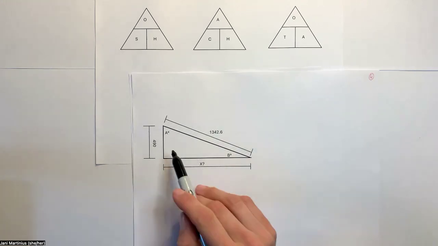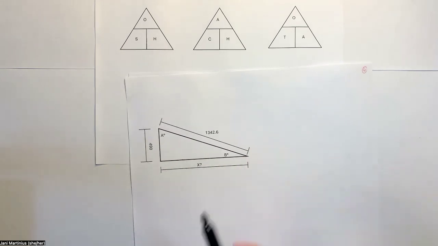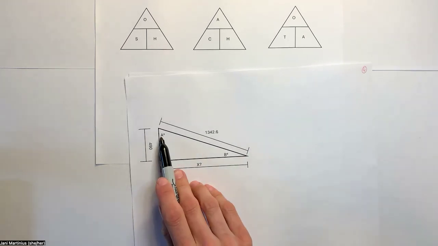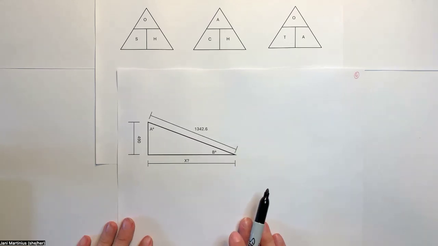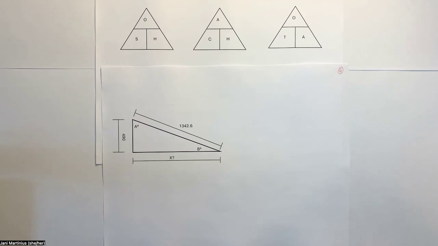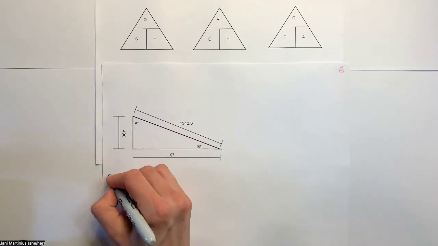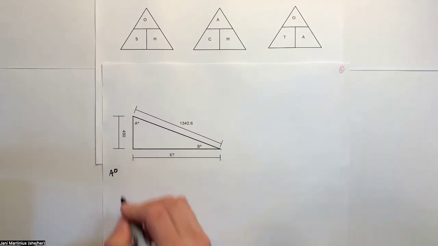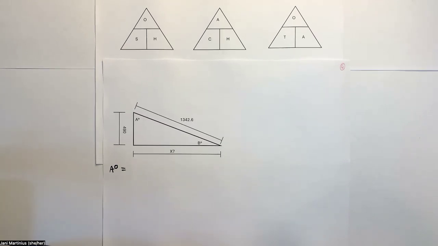We have a triangle, we have a side given to us, we have a hypotenuse given to us. We want to find out angle A, angle B, and we want to find out what the side is. Well, let's get to it. Let's start with angle A. If we wanted to start here, what do we have? What can we use to find out that angle?